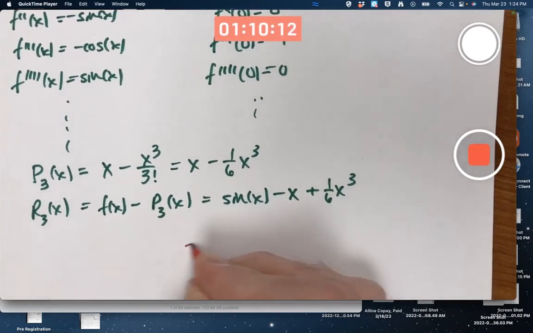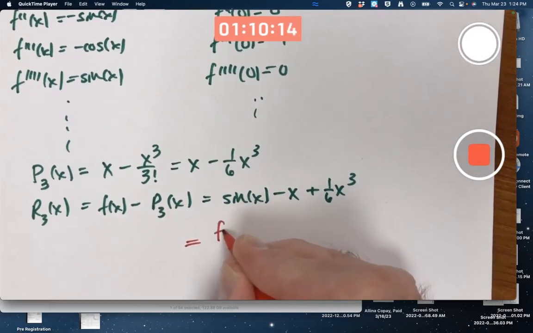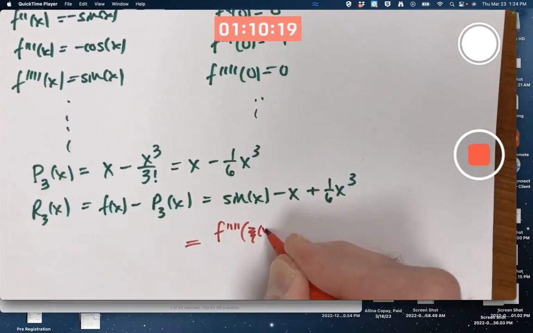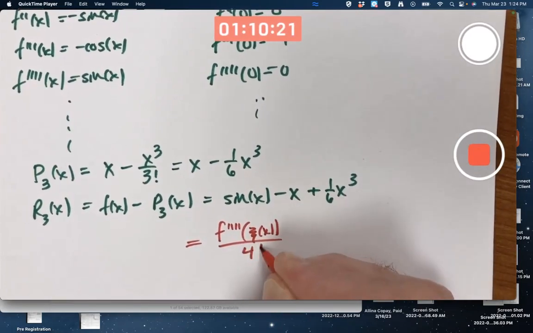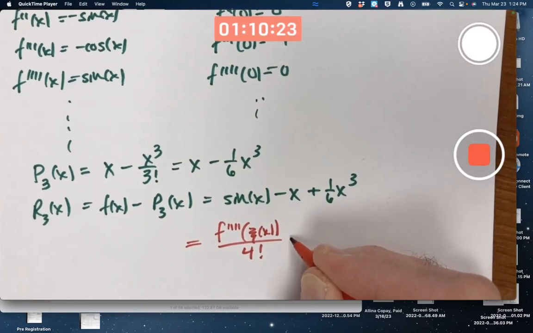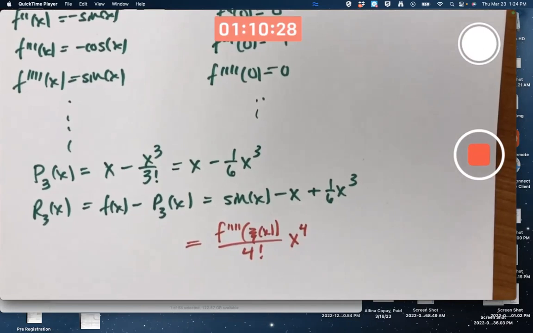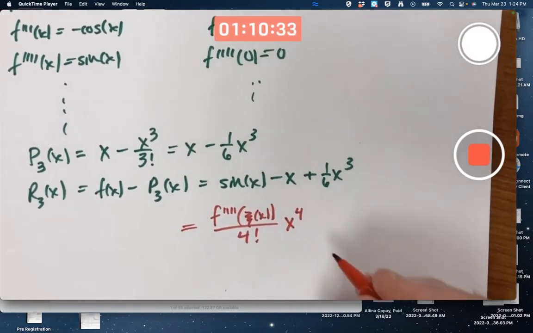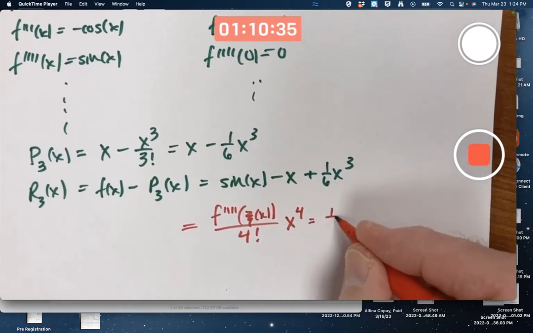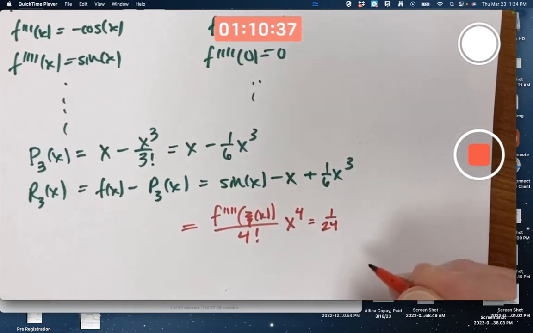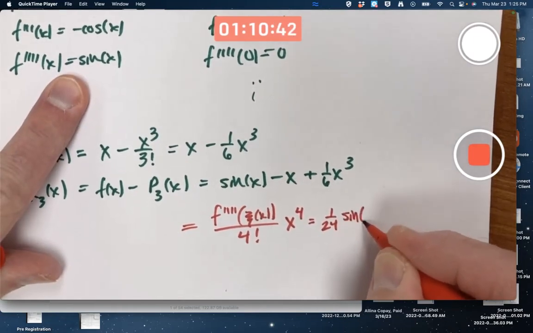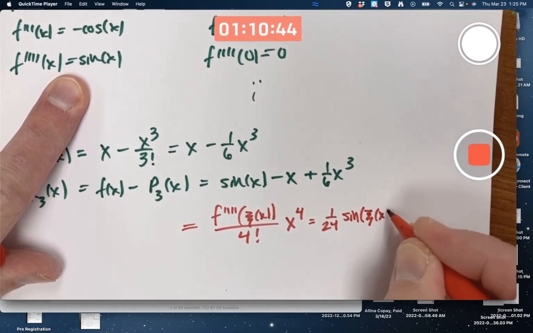If I set this equal to the fourth derivative at the unknown function xi of x, over 4 factorial, times (x minus x0) to the fourth power. Remember, x0 is 0, so I can just write x to the fourth. I can still solve for xi of x here. What's the fourth derivative? It's sine of x. So the fourth derivative evaluated at xi of x is, in fact, sine of xi of x.